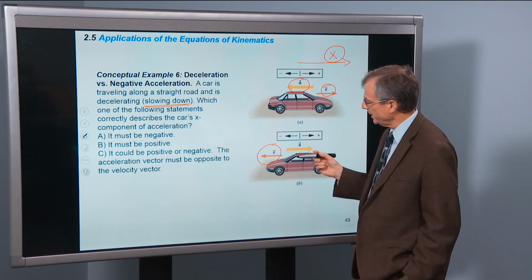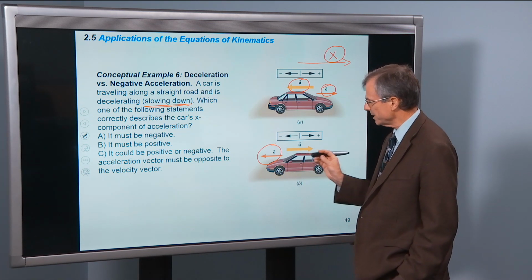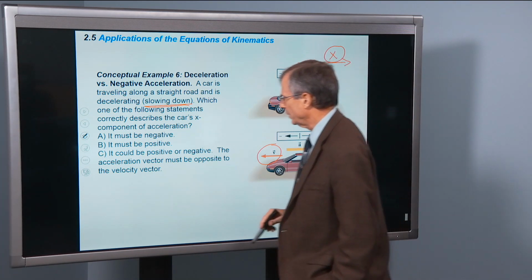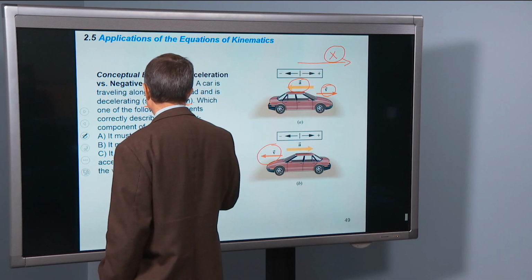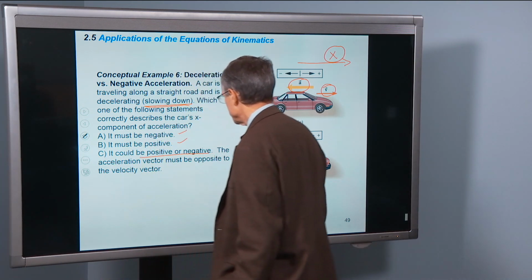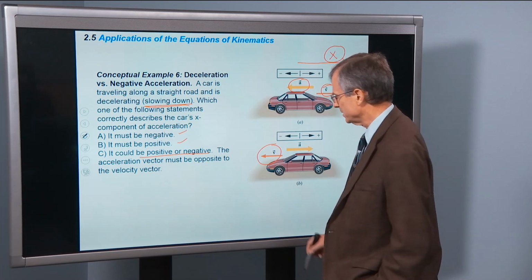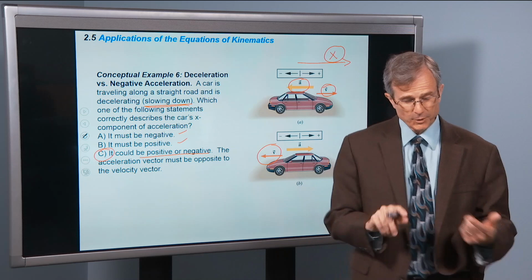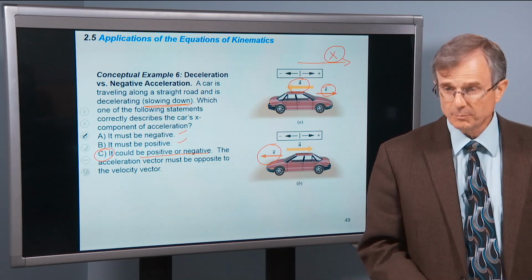If it's slowing down, then the acceleration has to be opposite the velocity. And therefore, it can be either negative or positive. The acceleration vector must be opposite to the velocity vector. But the velocity vector could be either in the plus or the minus x direction.